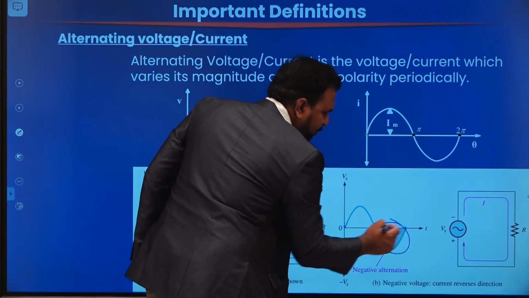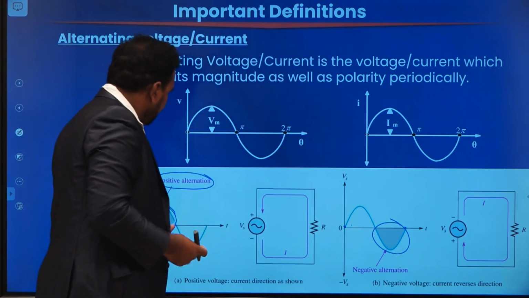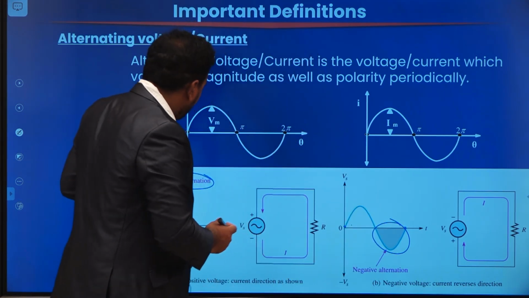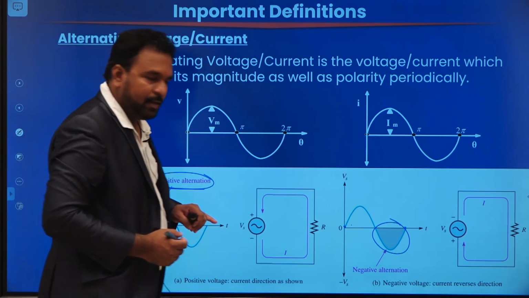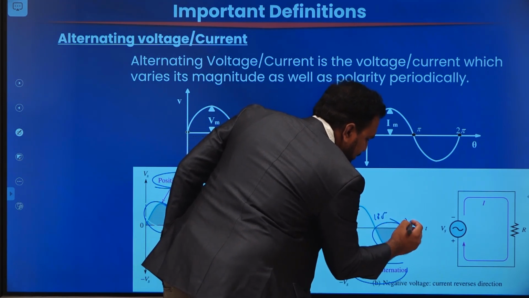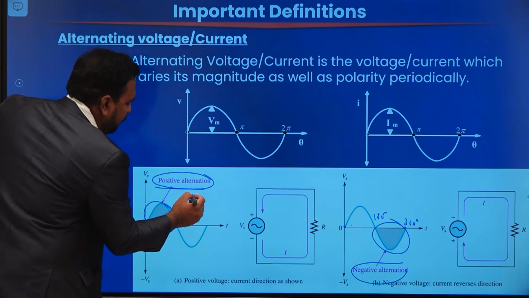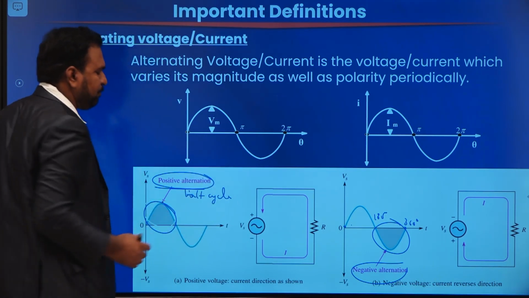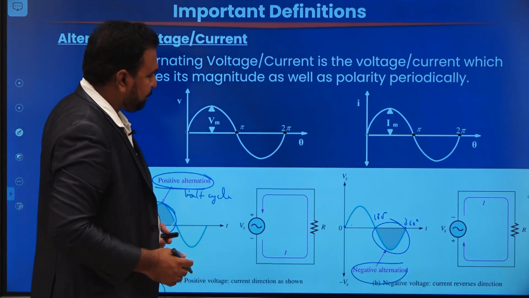Total duration is from 0 to 360 degrees. One cycle is nothing but 360 degrees. For 180 degrees, we have the positive alternation, and for the remaining 180 degrees, we have the negative alternation. This positive alternation happens between 0 and 180, and this negative alternation happens between 180 and 360 degrees. So we can call this the positive half cycle or positive alternation. Similarly, the negative half cycle or negative alternation.